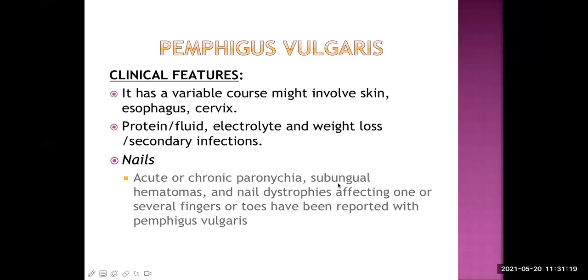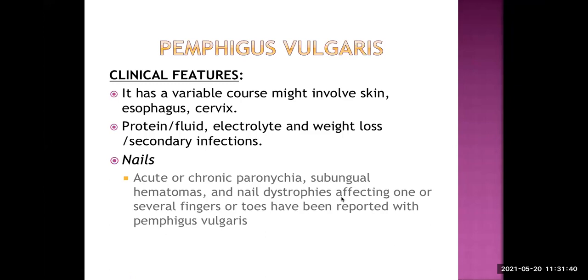Nails can also be affected in Pemphigus vulgaris. It can lead to paronychia. Paronychia means infection of the nail bed. It can lead to subungual hematoma or even dystrophy of the nail. Now, both fingers and toes can be affected by Pemphigus vulgaris.